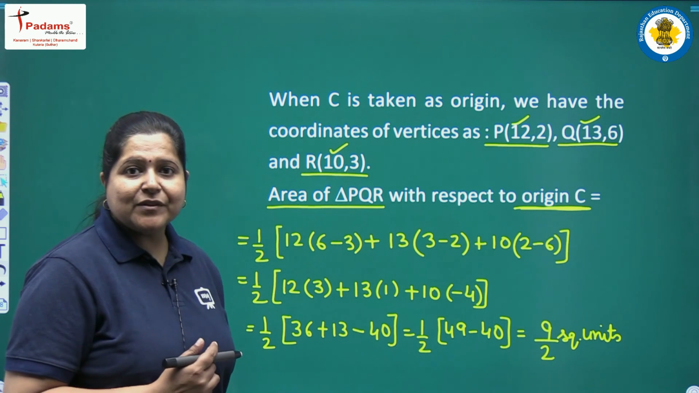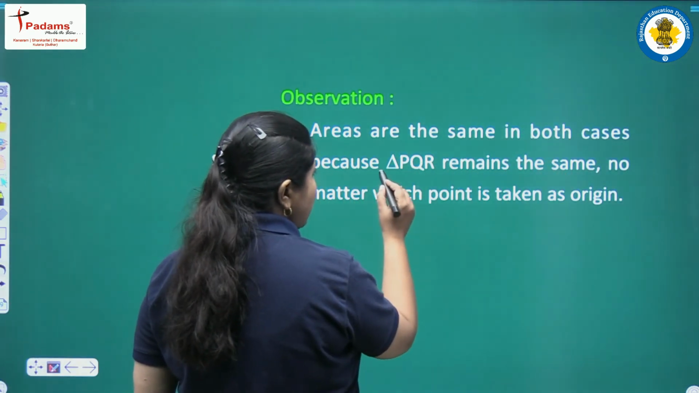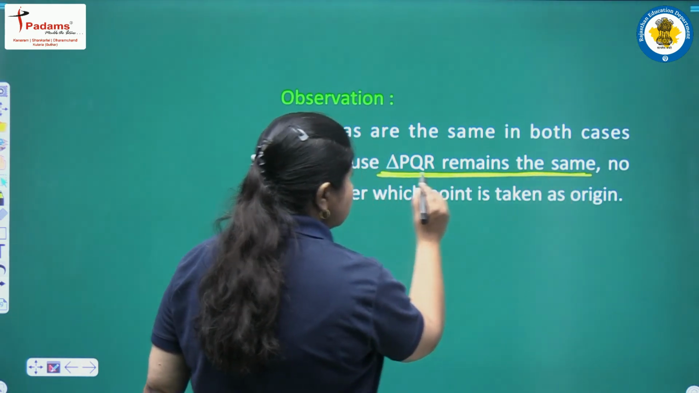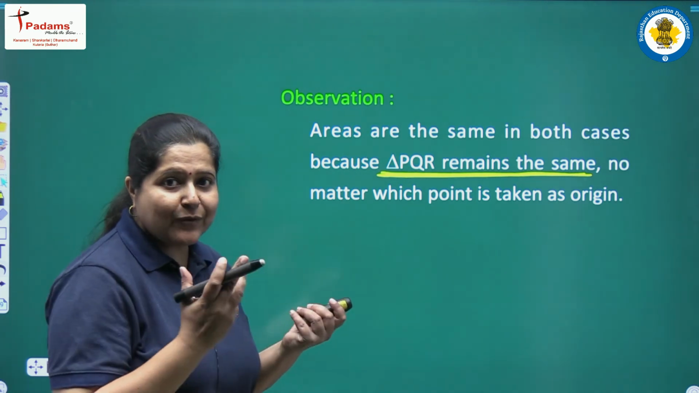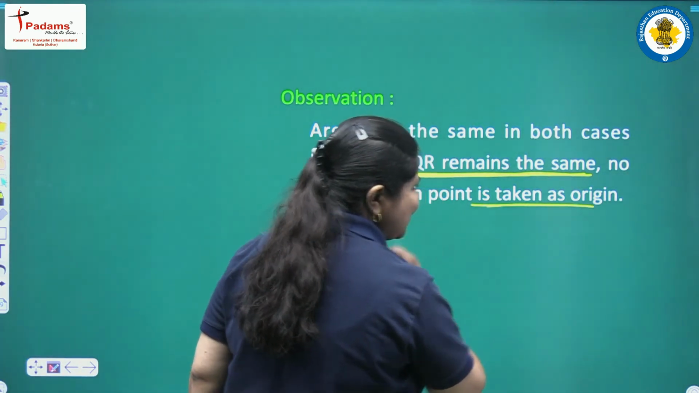So what observation are we getting here? Areas are the same in both cases because triangle PQR remains the same. The triangle is the same, so the area covered by it will be the same, no matter which point is taken as origin.